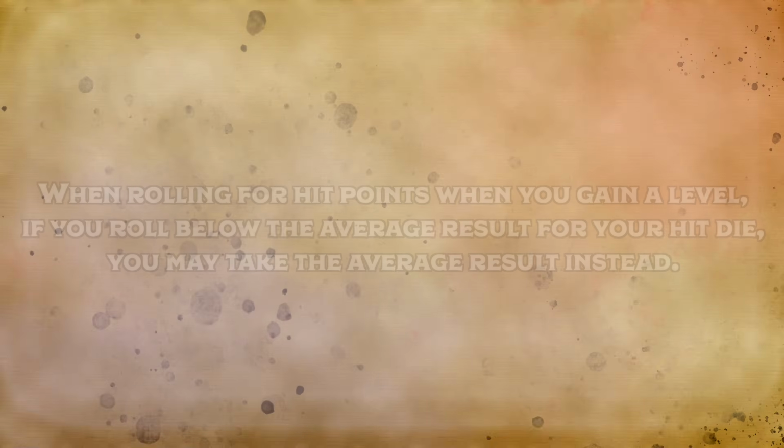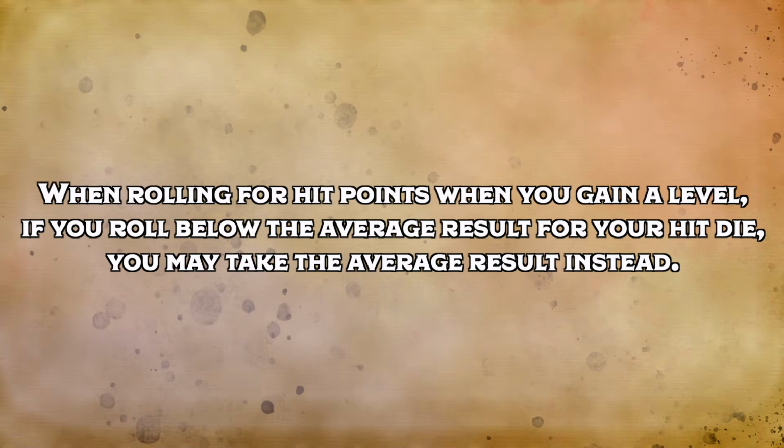The rule's very simple. You take the average amount of hit points whenever you level up. There is a modification on this rule that still allows you to roll if you're interested in that. When rolling for hit points when you gain a level, if you roll below the average result for your hit die, you may take the average result instead.